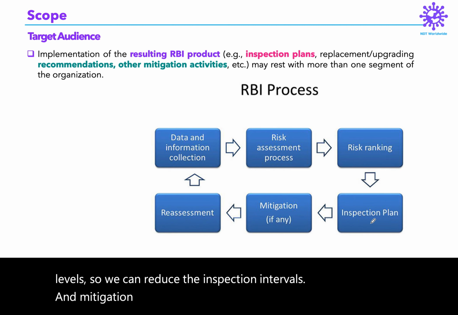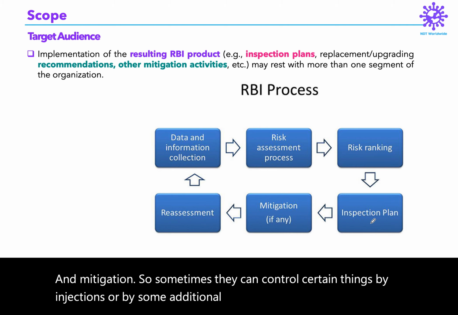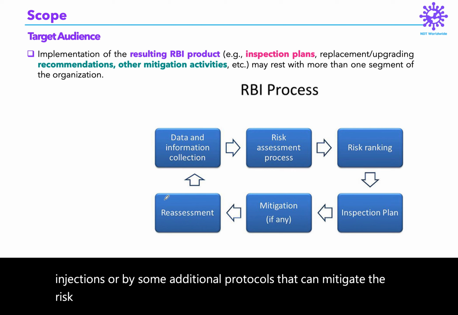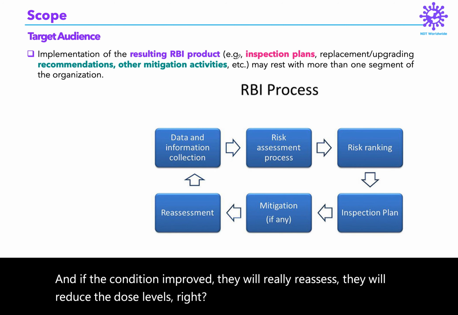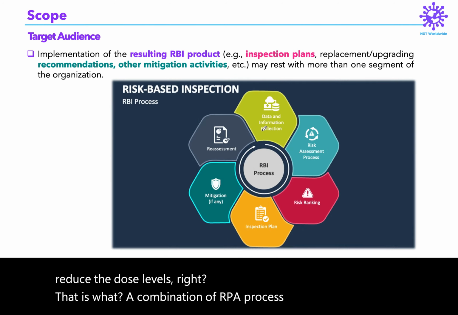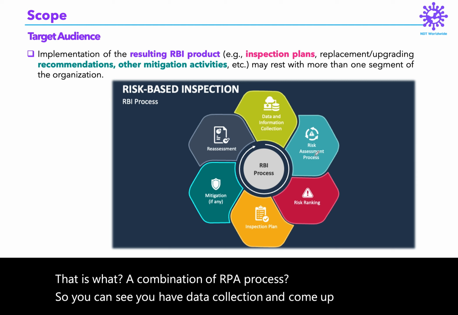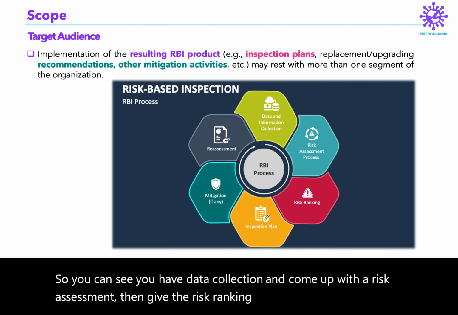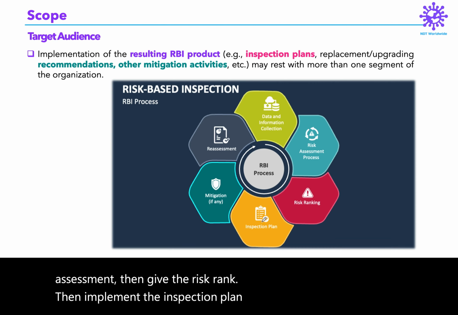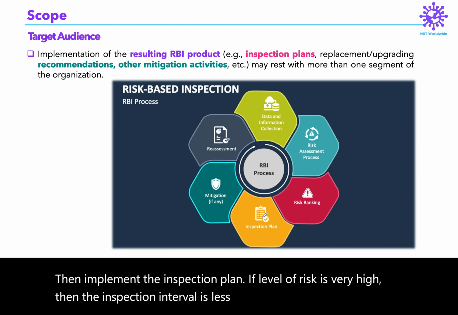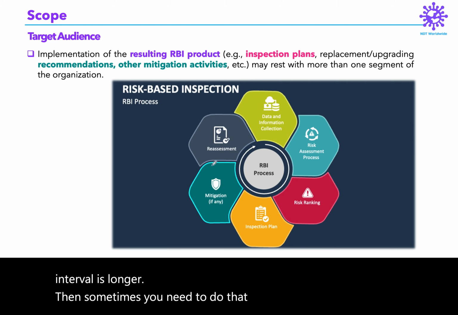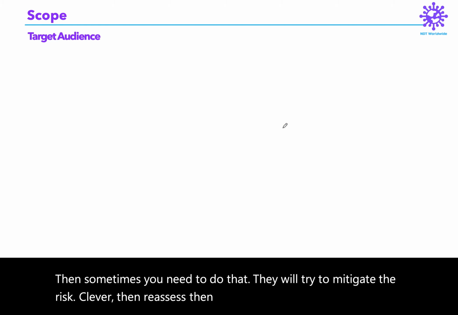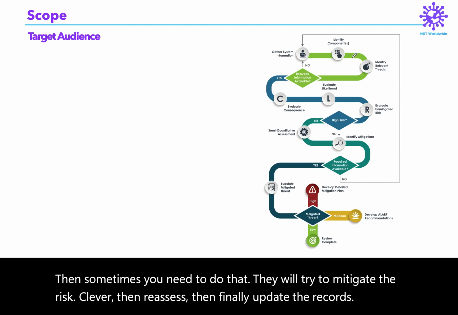And mitigation, so sometimes they can control certain things by injections or by some additional protocols. They can mitigate the risk levels, and if the condition improves, they will reassess, they will reduce the dose levels, right? That is a combination of the RBI process. So you can see here, data collection and come up with a risk assessment, then give the risk ranking, then implement the inspection plan. If the level of risk is very high, then the inspection interval is less. If the risk is less, the inspection interval is longer. Then sometimes in addition to that, they will try to mitigate the risk level, then reassess, then finally update the records. So you can see they go in a systematic way.